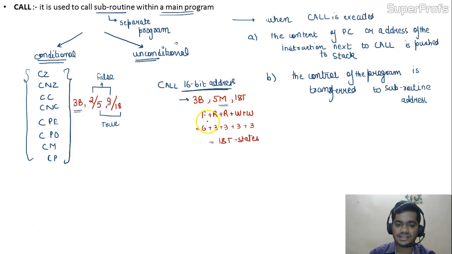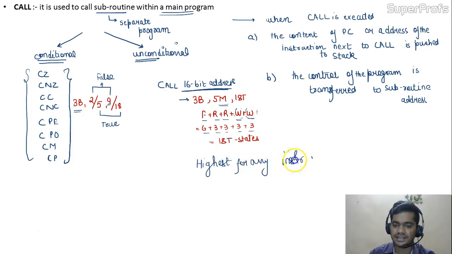It would have 5 machine cycles because first would be required for fetch, second 2 would be required to read this address, and then write, and write operation is required because we are transferring the content of program counter, which is next, to the stack. So these points are important, that's why we are using 2 write operations. So the total time or total T states would be 6 plus 3 plus 3 plus 3 plus 3, that is 18 T states, and this is the highest for any instruction. Okay, these are the highest T states possible in 8085.